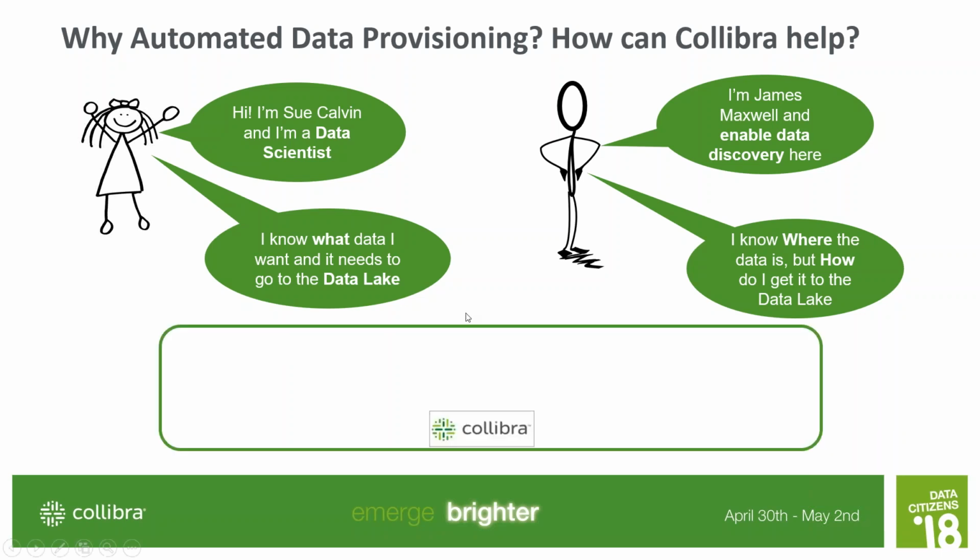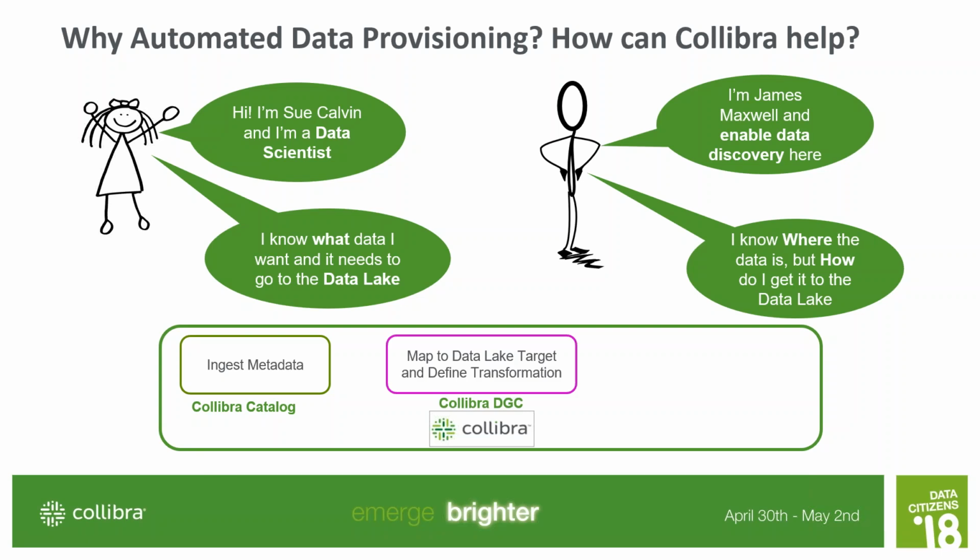So this is where the Collibra platform steps in, where we ingest metadata about the source and we build metadata about the target using the Collibra catalog and the Collibra operating model. Next, the source and target are mapped to each other, and transformation rules are designed in the core Collibra DGC platform. After this is done, the Collibra Connect platform helps provision data from the source into the target. Let us now take a look at the detailed lower level components that enable this entire process.